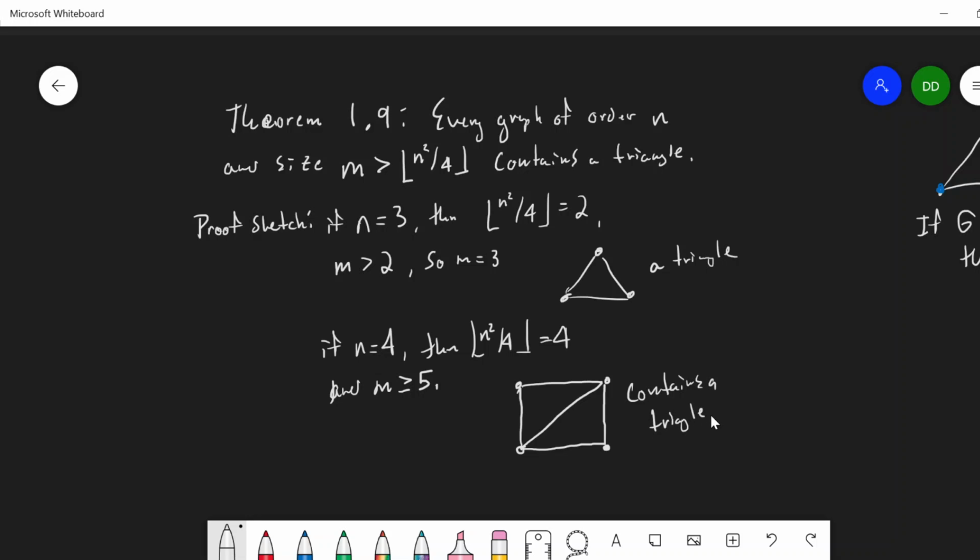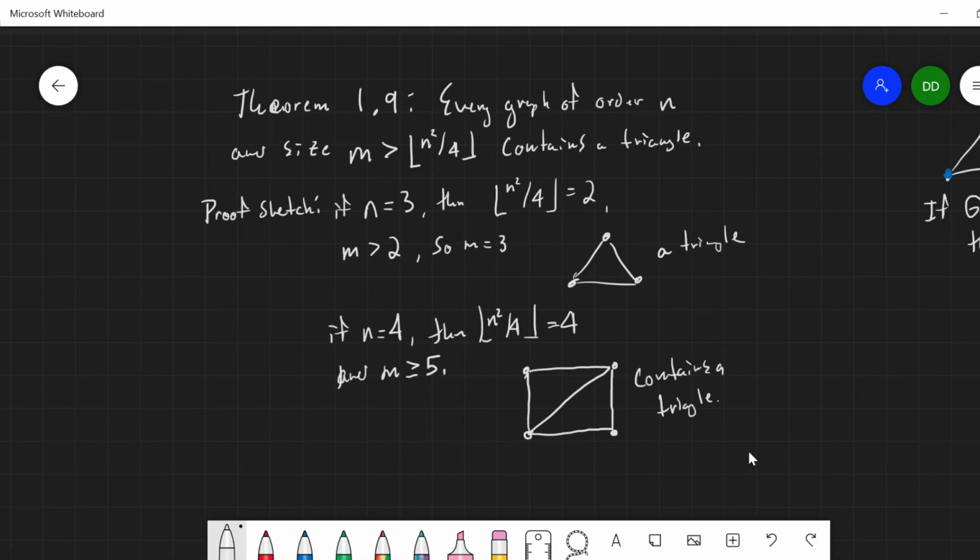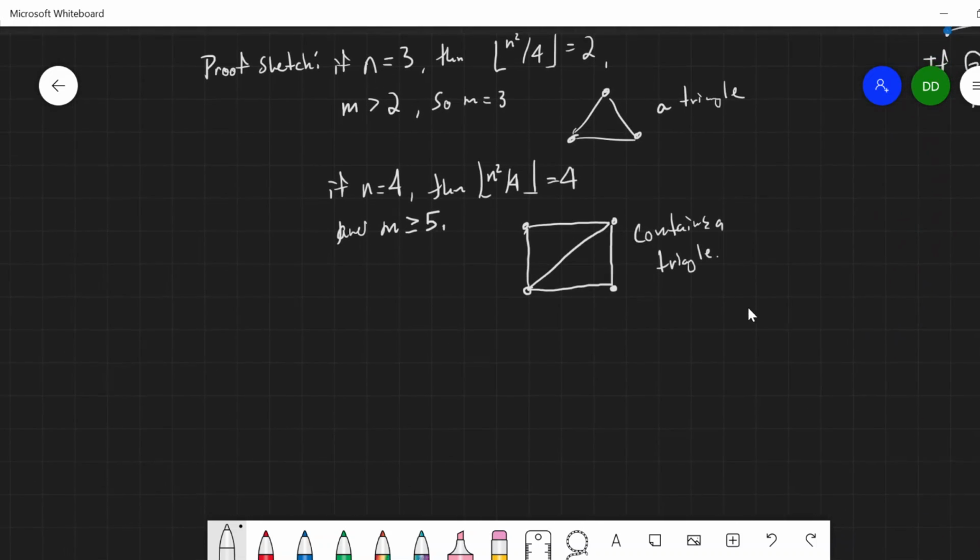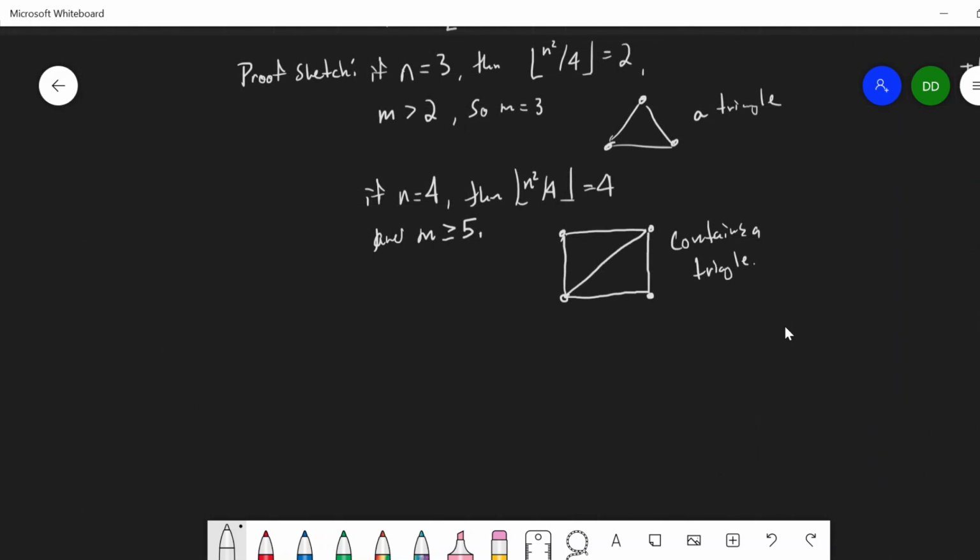So no matter what I do, if my size is at most n squared over 4 and my order is 3 or 4, I have to contain a triangle. So this kind of serves as our base. What we're going to do now is assume that the statement is false. We'll assume n is greater than or equal to 5.